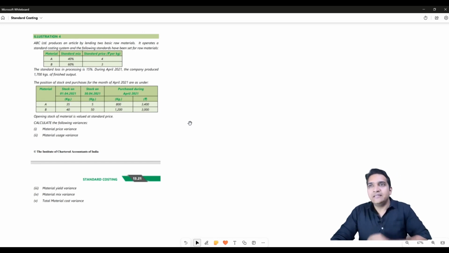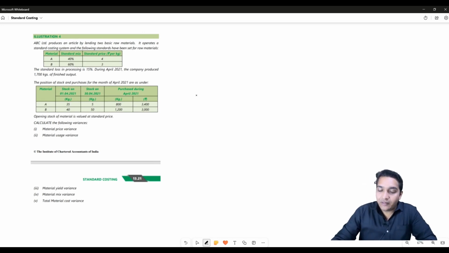Now let us look at a second problem. The earlier one which we worked out was very simple. This is a little more complicated than that one, but it will help us to understand the material variances completely. Let's read the problem first.